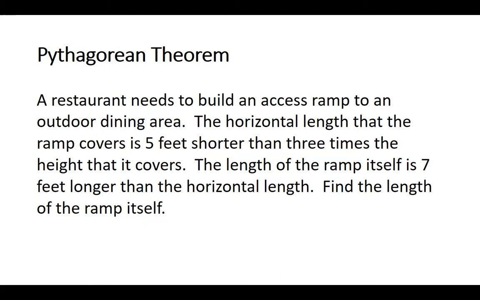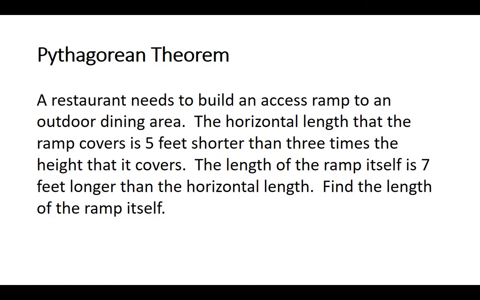So a restaurant needs to build an access ramp to an outdoor dining area. So it's a ramp. Okay, I got my ramp. Beautiful. The horizontal length that the ramp covers is 5 feet shorter than 3 times the height. So I've got a height, I'm going to say x is the height. The horizontal length the ramp covers is 5 feet shorter than 3 times the height. So this distance here is 5 feet shorter than 3 times the height.